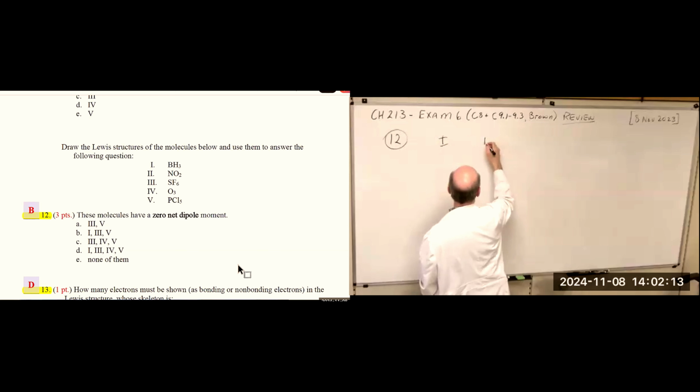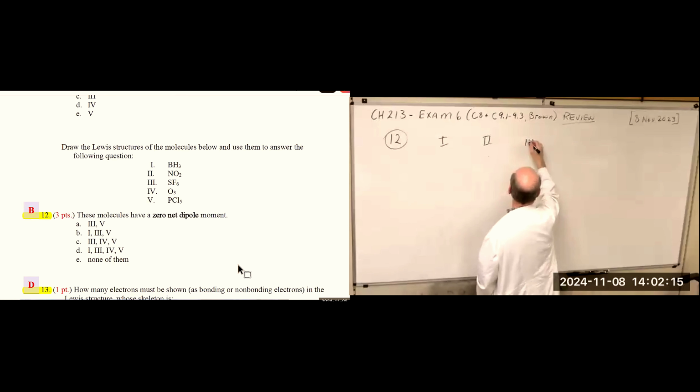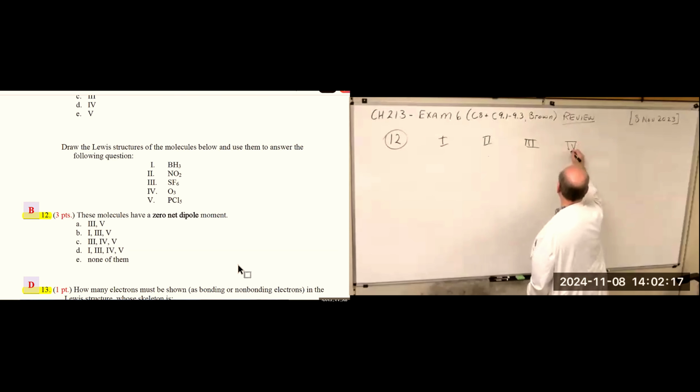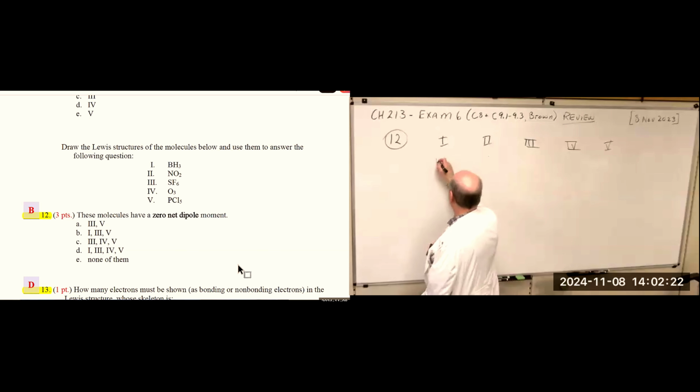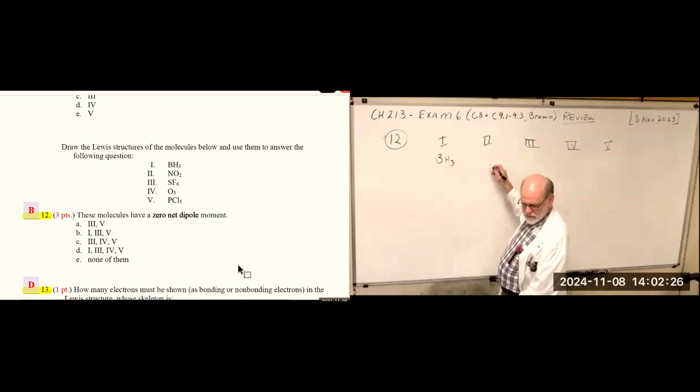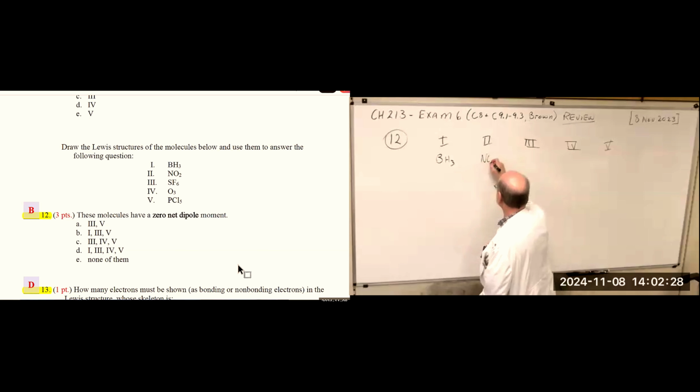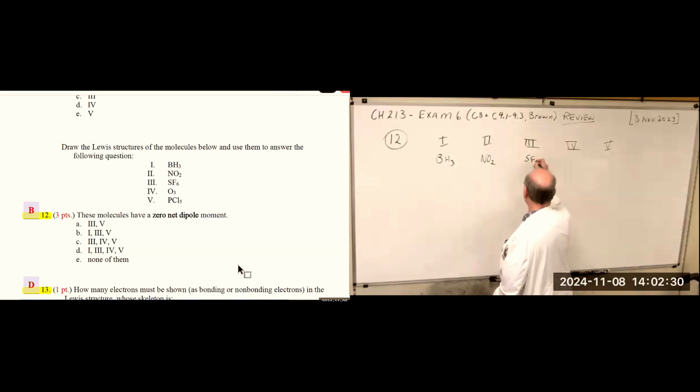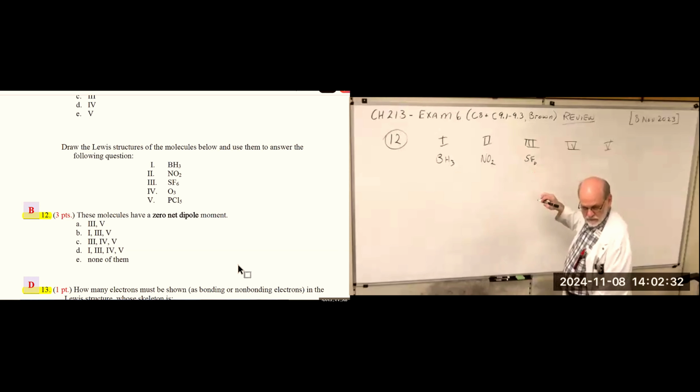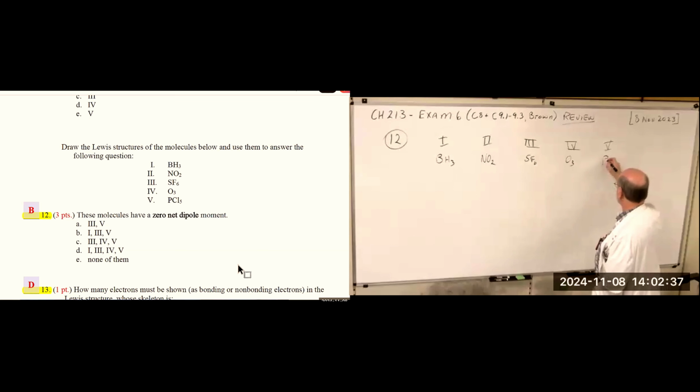So Roman numeral 1, 2, give yourself plenty of room. All right, so we've got boron trihydride, NO2, SF6, ozone, and phosphorus pentachloride.